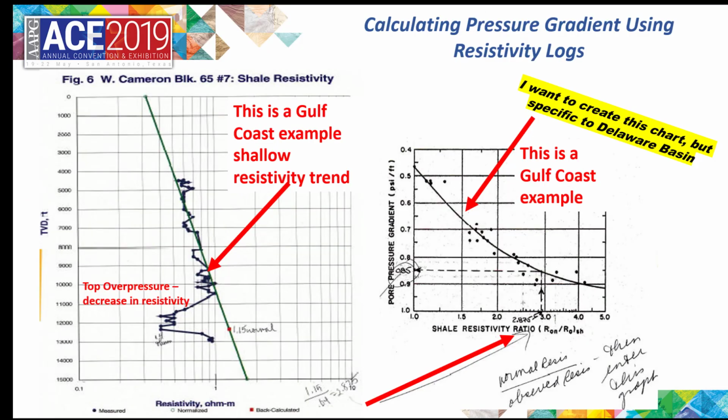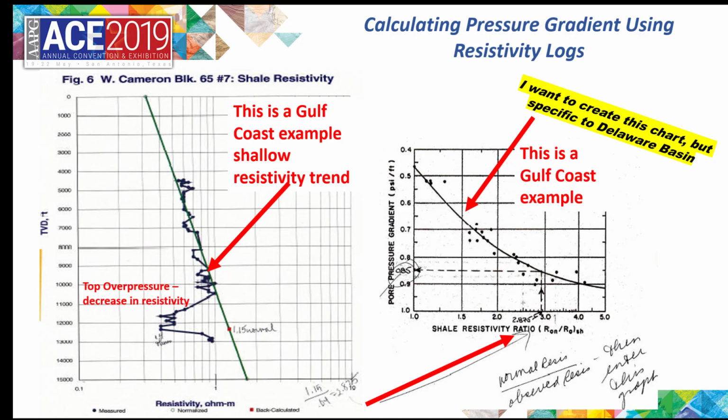And has this been done before? And lo and behold, it has. It has been done in the Gulf Coast. So this is a well from West Cameron. And sure enough, this is a resistivity log, and there is a shallow resistivity trend. The well had to mud up here, and this is the decrease in resistivity in the overpressure.